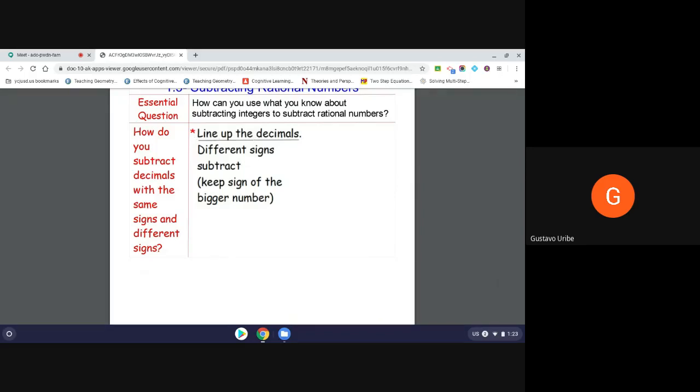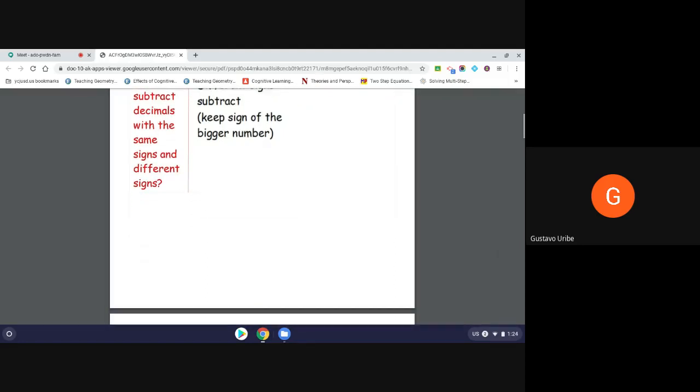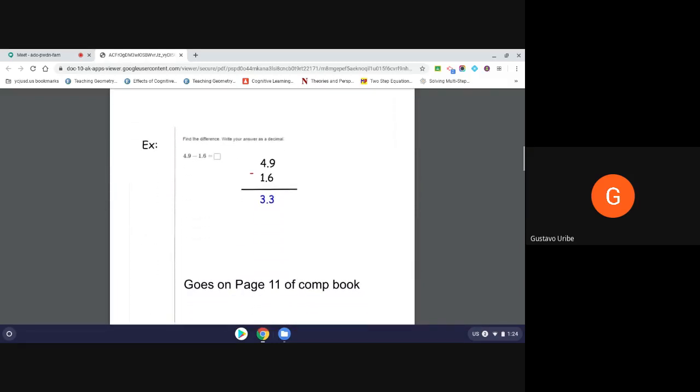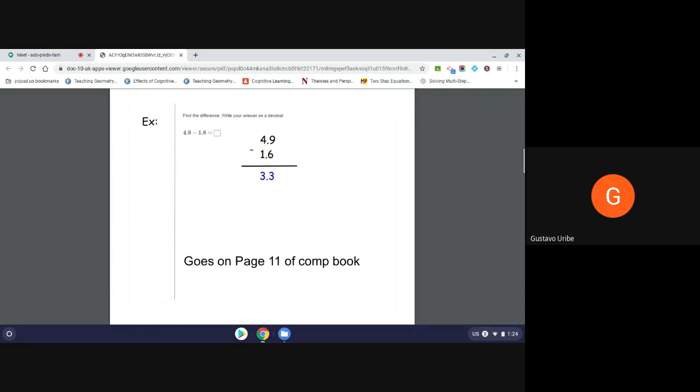Now, if we are talking about subtracting, let's remember our subtracting guidelines or rules for this chapter that we've learned, which is different signs subtract. When you subtract, you keep the sign of the bigger number. This is something that we're going to keep practicing all school year, and it's going to be true from now on. So we're going to get used to it, right? The rest of your education, when you're dealing with math, you will have to deal with this rule.